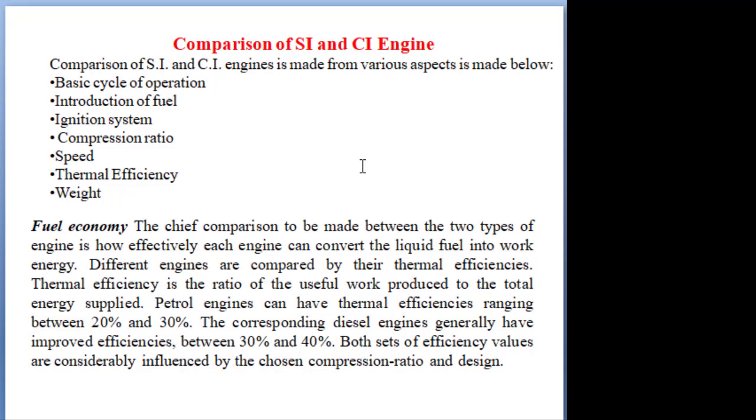Next, coming to the thermal efficiency. Thermal efficiency of the spark ignition engine is low. Why? Because of low compression ratio. Thermal efficiency of CI engines is high. Why? Because of high compression ratio. Weight: high stroke length means the weight of the CI engine is high compared to the SI engine.